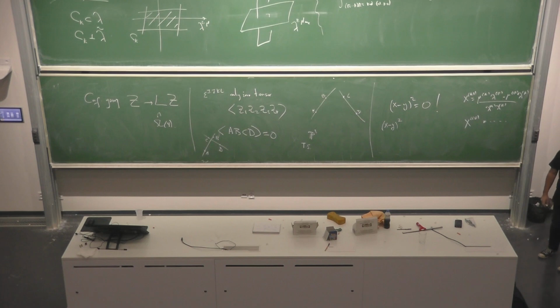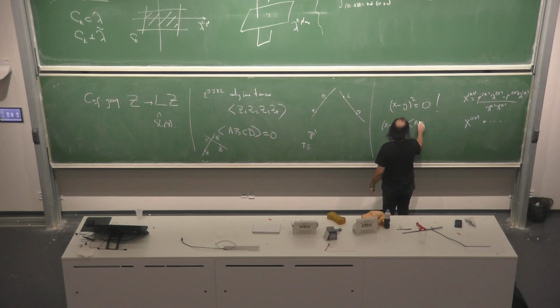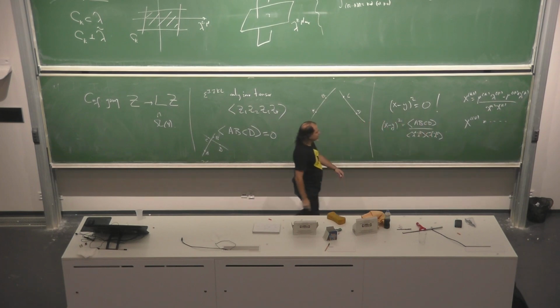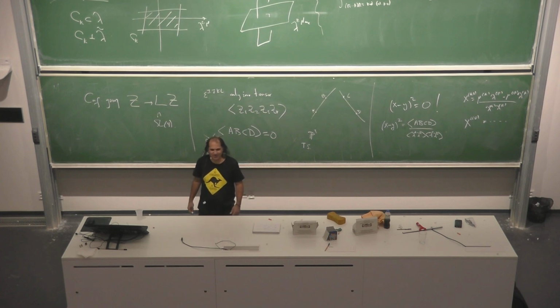And here's an exercise for you. I want you to just work out what x minus y squared is. If you work out x minus y squared, you find the following beautiful thing. It's actually <a, b, c, d> divided by <lambda_a, lambda_b><lambda_c, lambda_d>. Okay, so that's the formula for the distance squared between 2 points.